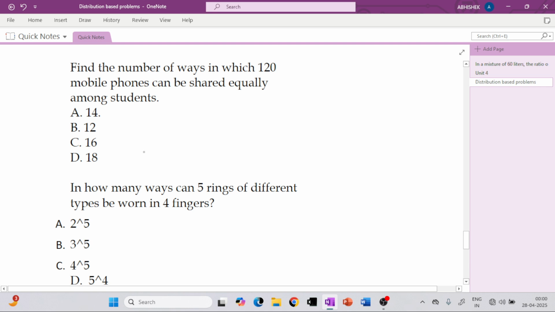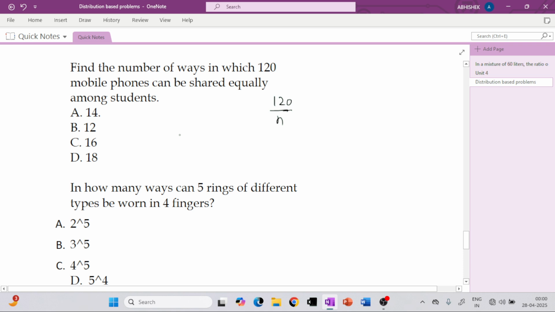Now the questions from your PPT. Find the number of ways in which 120 mobile phones can be shared equally. Equally means if one student is there, we have to divide 120 phones, suppose, by using n partitions.